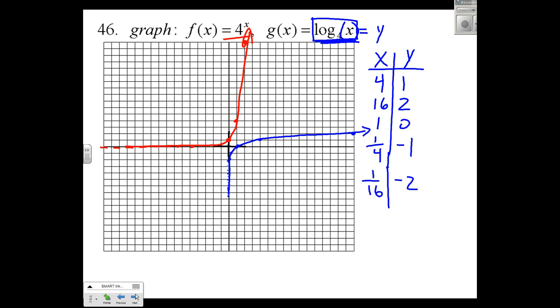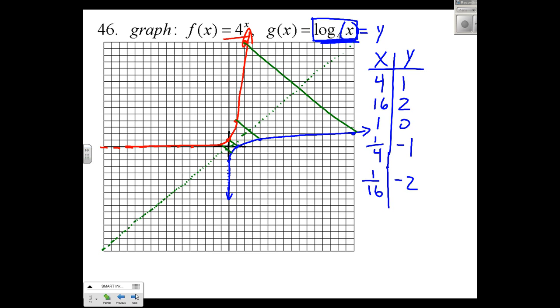Can you tell what point they're trying to get across on this problem right here? Here is a big hint. There's our line y equals x. And notice our symmetry here. 1, 4, 4, 1. 2, 16, 16, 2. 0, 1, 1, 0, negative 1, 1/4, 1/4, negative 1. These are inverse functions. Good thing to know.